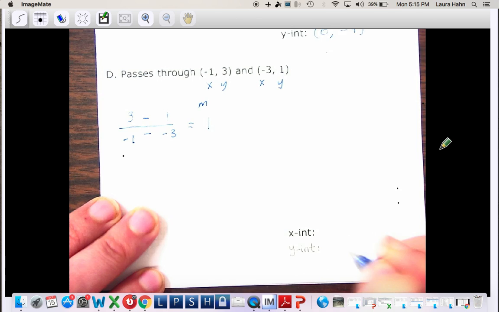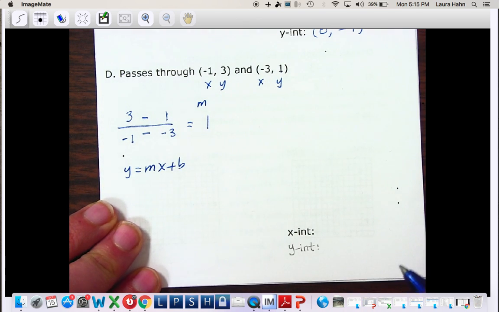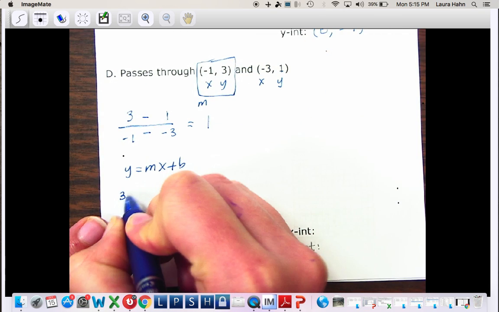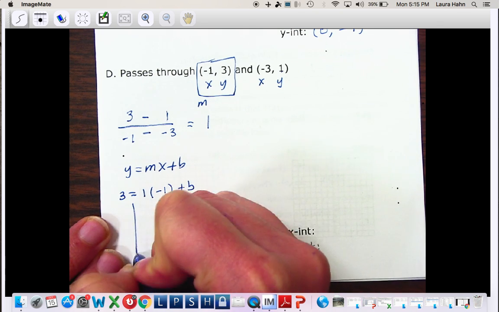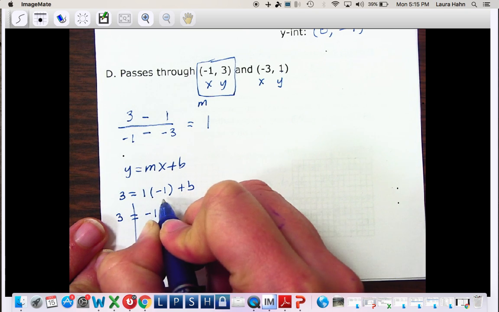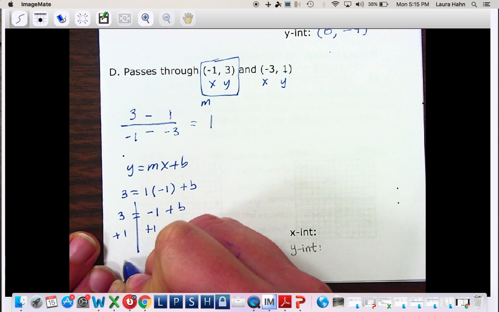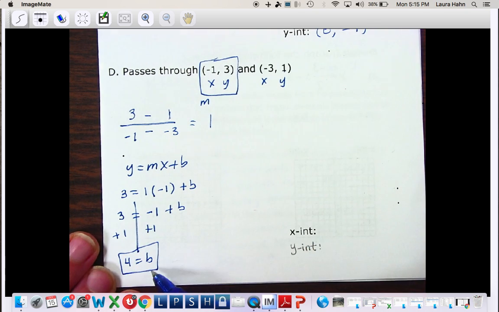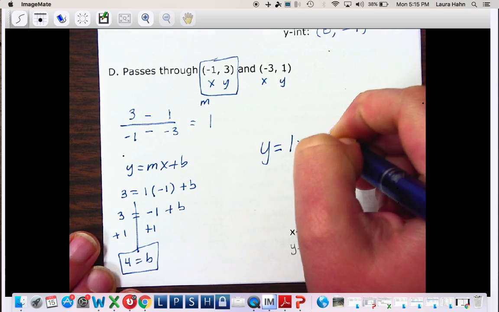That's m. Alright, so y equals mx plus b. You need any point to plug in for x and y, so I'm going to choose the first one. Y is 3, m is 1, x is negative 1. So I have 3 equals, multiply 1 times negative 1 is negative 1, plus b. Add 1 to both sides. So I have 4 equals b. So now that we have our slope and our y-intercept, let's write our equation. Y equals 1x plus 4.